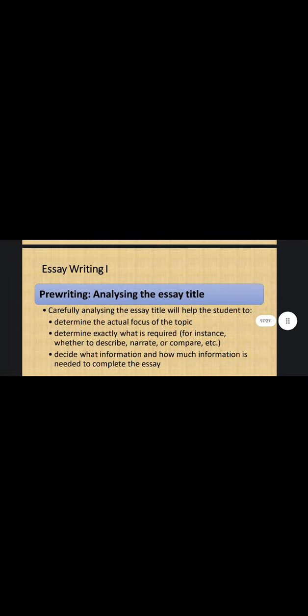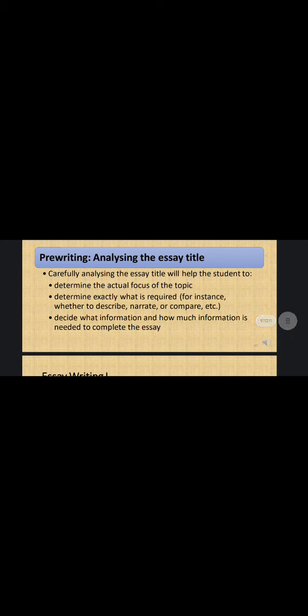So in analyzing the essay title, pay attention to it. If you don't analyze the essay title well, you will deviate. So this is very, very important. You need to pay attention to all of them. So carefully analyzing the essay title helps a student to first determine the actual focus of the topic. Okay, so it helps you to know the actual focus.